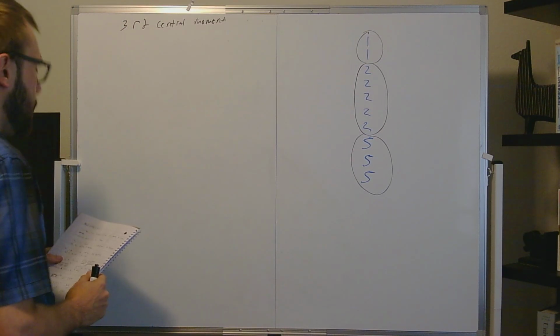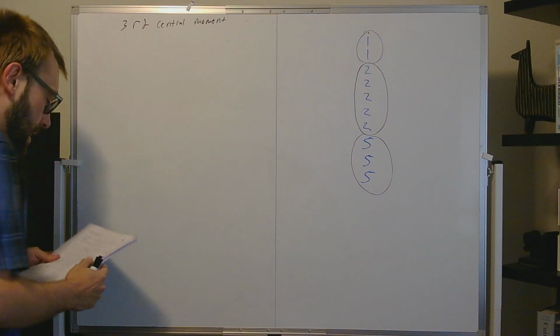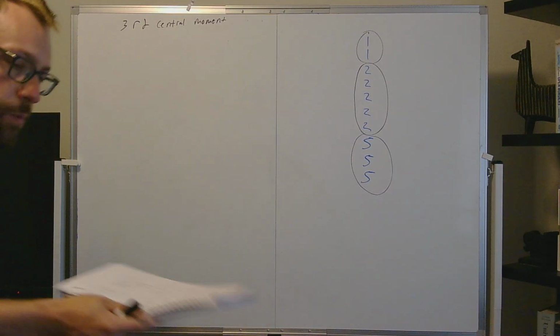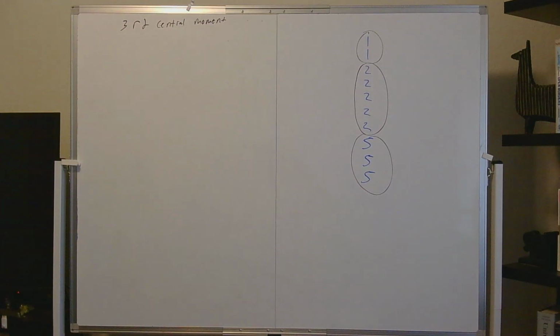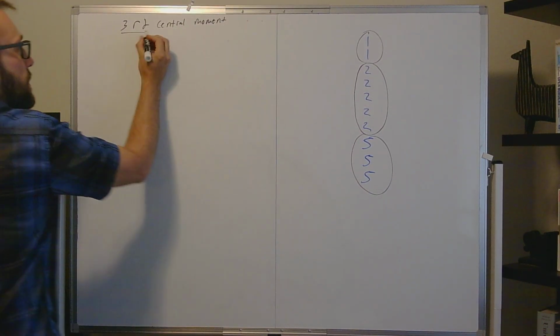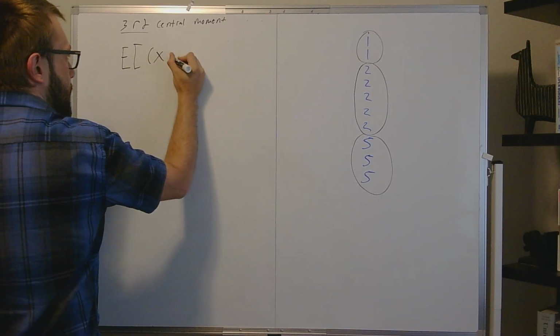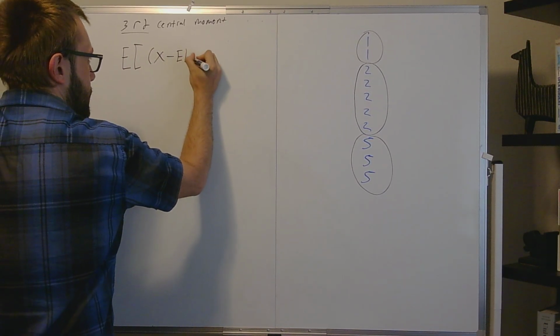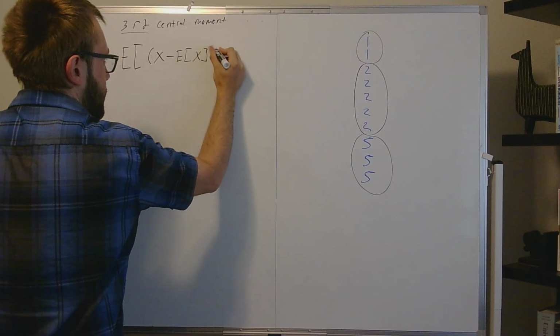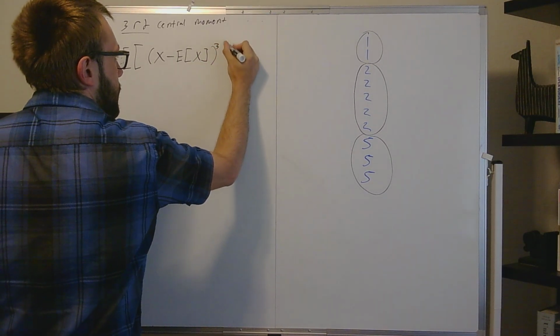So now, today we're going to talk about the third central moment. Last time we had squared because we wanted to capture deviation. So the motivation for this, if you couldn't guess it already, is that the third central moment is going to take our centering formula. We're going to cube it.